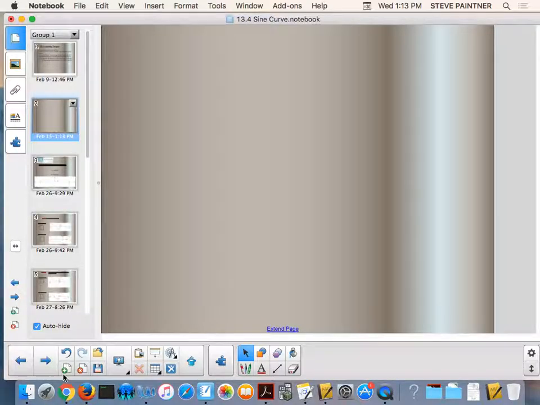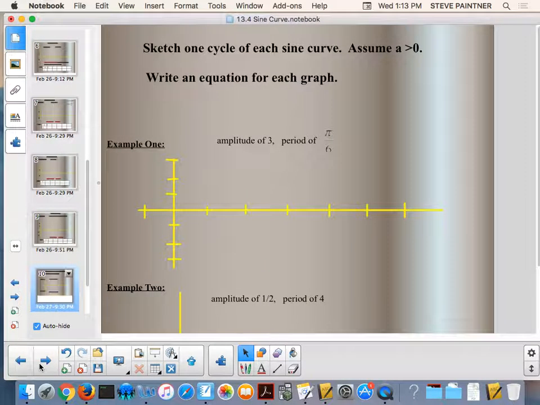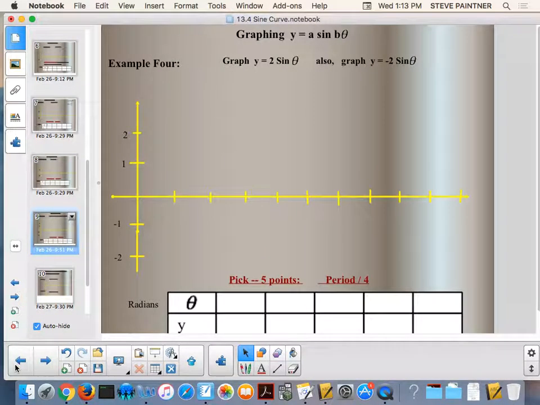Okay, here we go. Did you and I do this? Yes. Did we get this far? Yep. So we did 2 sine of theta and negative 2 sine of theta, right? Yeah, and that's a reflection. One goes up, down, one goes down, up.